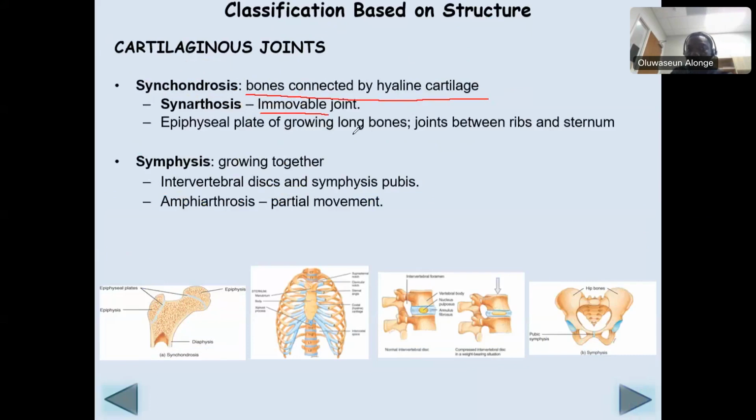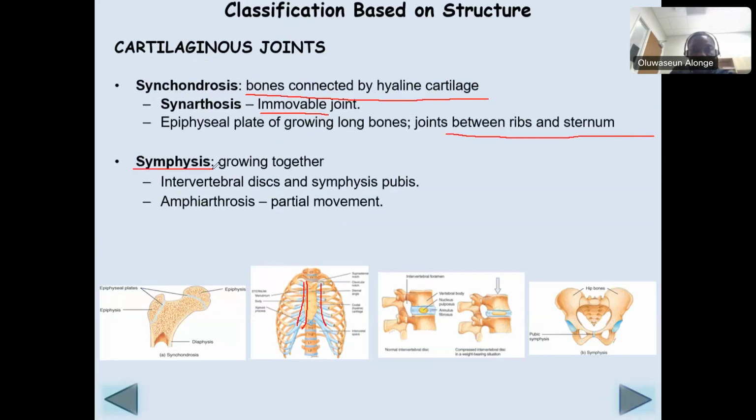Epiphyseal plate growing long bones, the joint between the ribs and sternum, which is held together by cartilage. You see that these blue are cartilages. So the joint between the ribs and the sternum is a kind of synchondrosis.